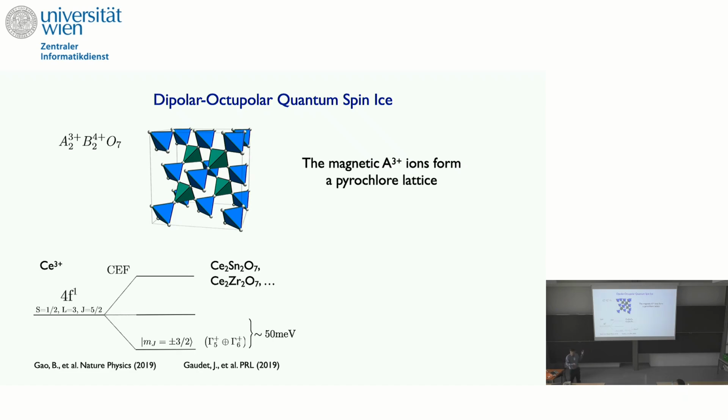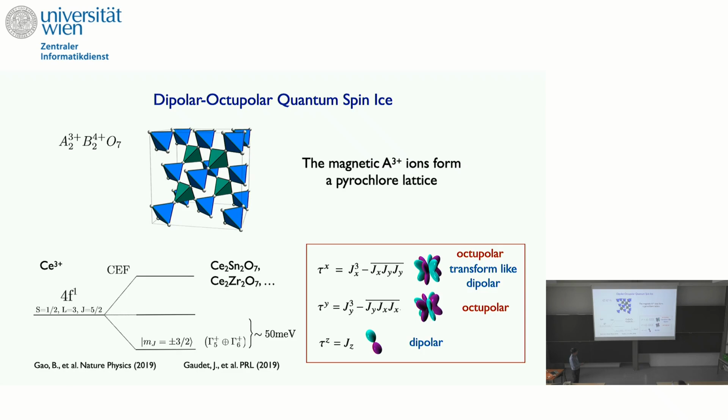So it's very big. So it's like 580 Kelvin. So this is a very well-defined Kramers doublet. And now it turns out that this lowest doublet can be described by this kind of pseudo-spin degree of freedom. So the X component will actually be the octupolar operator. That tau y is also octupolar. And tau z is the dipolar operator.